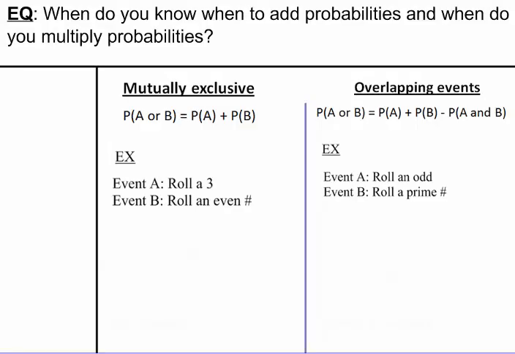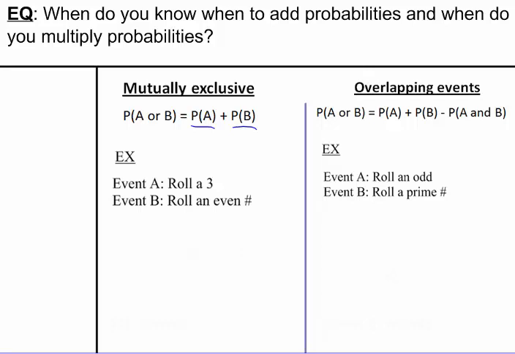So we're looking at the mutually exclusive. So that's the probability of A or B happening. Those are just two events. I haven't defined what A or B is, but if we know what A is and if we know what B is, then to find the probability of one of them happening, either A or B, you would just add the two probabilities. Okay? So I have an example: event A, roll a 3. Event B, we're going to roll an even number.